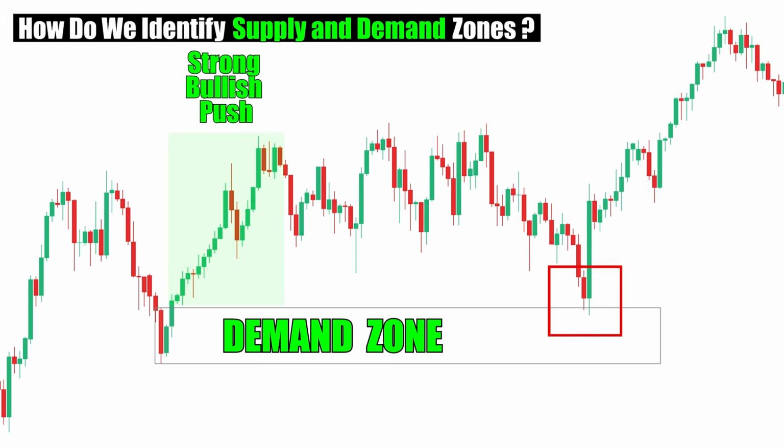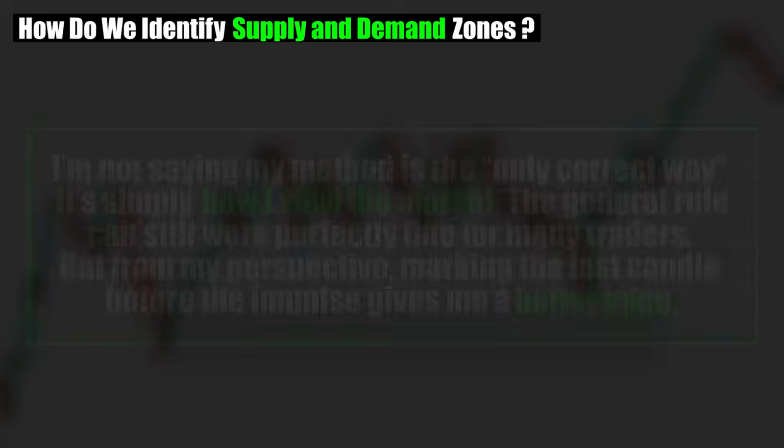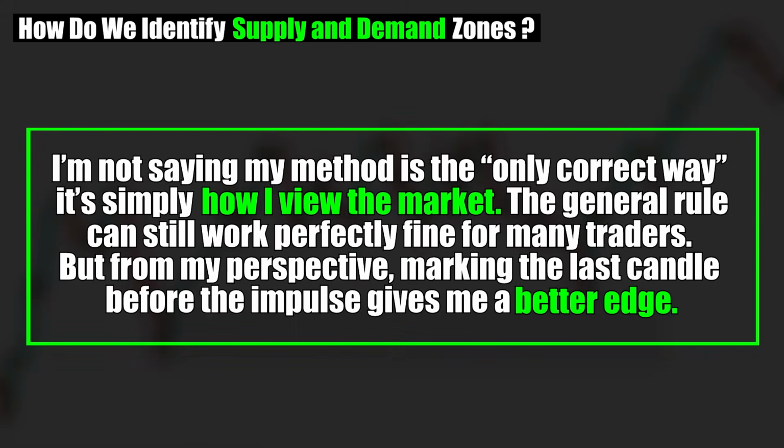If you had followed the traditional rule, however, the wick might have dipped below your zone and potentially stopped you out. I'm not saying my method is the only correct way, it's simply how I view the market. The general rule can still work perfectly fine for many traders. But from my perspective, marking the last candle before the impulse gives me a better edge.